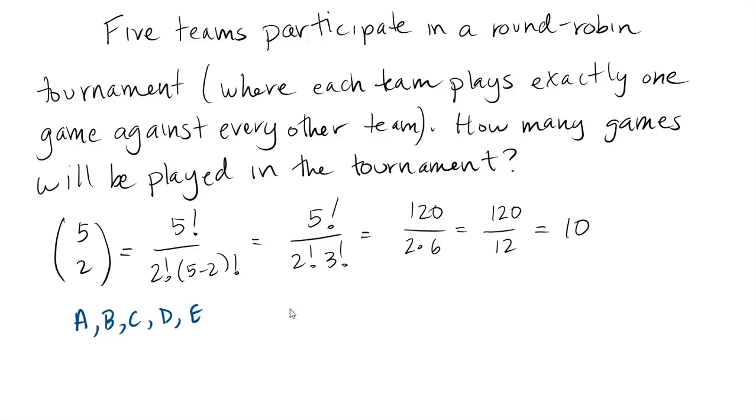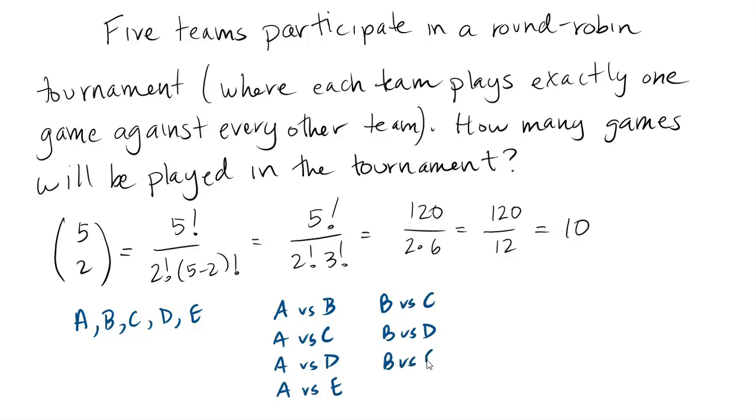Let's start by listing all of the games that A will play in. So A will play B, A will play C, A will play D, and A will play E. Now let's list all of the games that B has remaining. We already have B versus A. So we also need B versus C, B versus D, and B versus E.